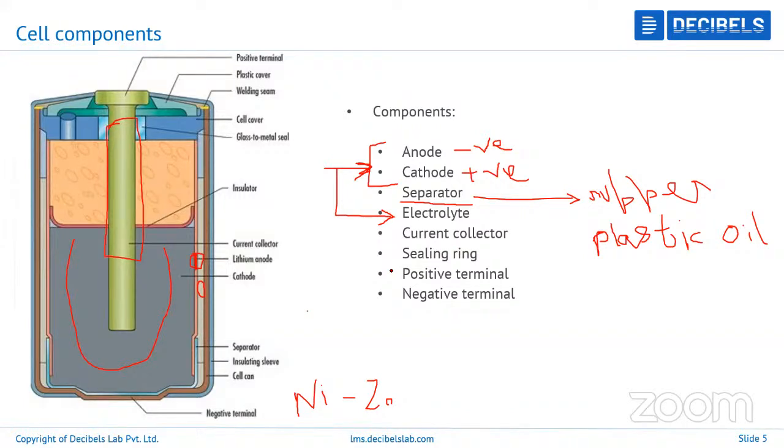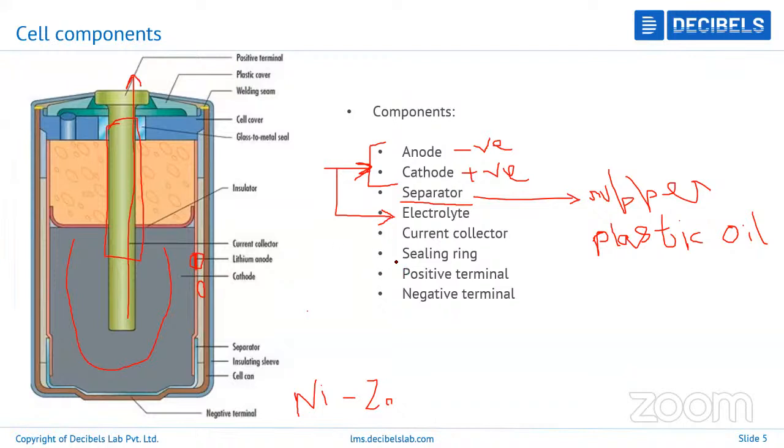Yeah. So to whatever load or whatever equipment is there that is requiring some power, that is drawing some power from the battery, all your ions will flow through the current collector over here into the positive terminal and then out into the load. Yeah. So that is the function of the current collector.